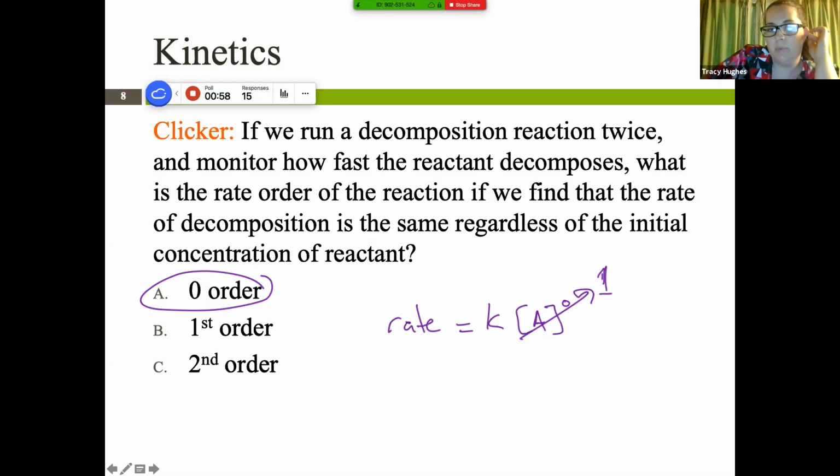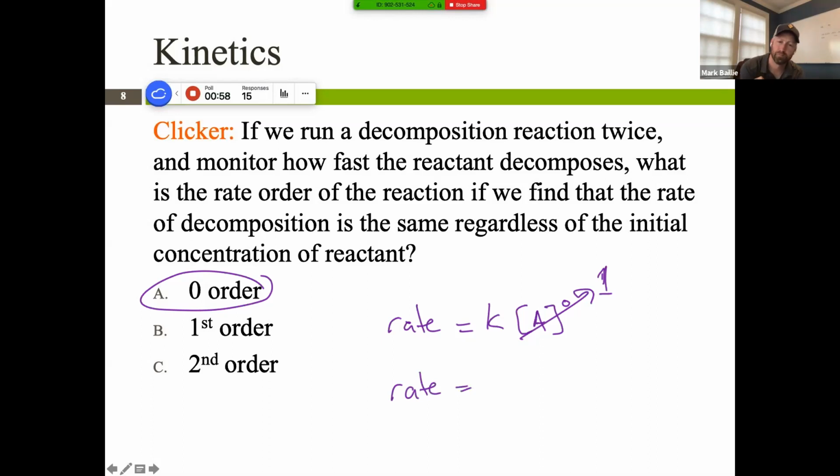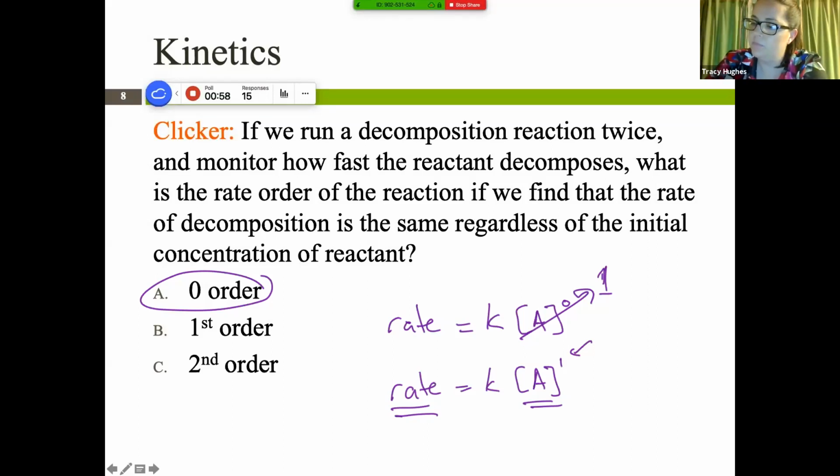Is this the one that's proportional to the change in concentration? First order? So if a reaction is first order, it means that as the concentration changes, the rate of the reaction changes to the same proportion. So it's proportion to the first power. If it's second order, it means the rate of the reaction changes proportional to a square of the concentration change. So that's really what 0, first, and second order mean.